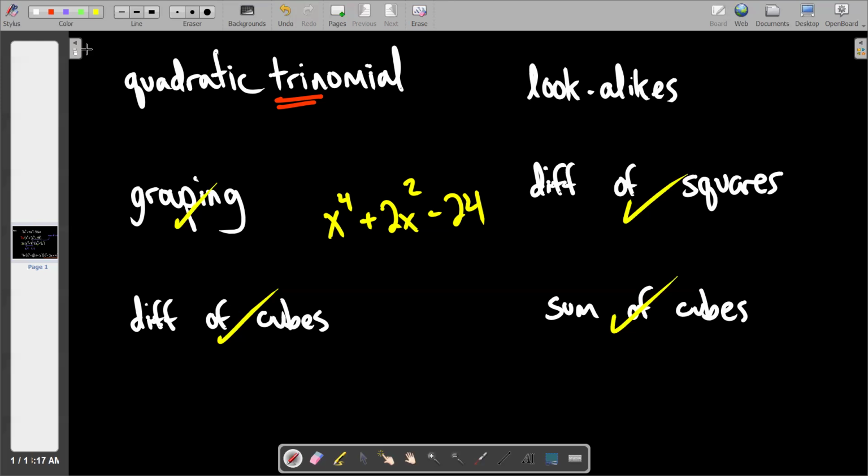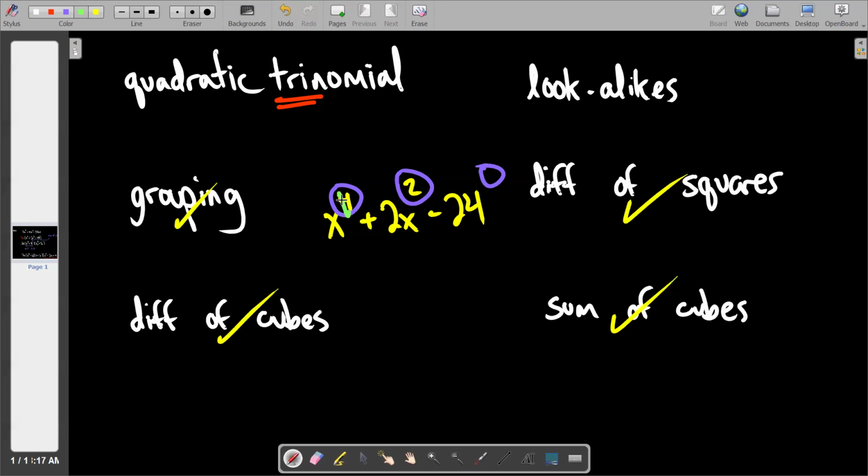It's a lookalike because the exponents go 4, 2, 0. If it's a quadratic trinomial, the exponents are going to go 2, 1, 0. Do you see? You sure? I'm not sure I bought that.